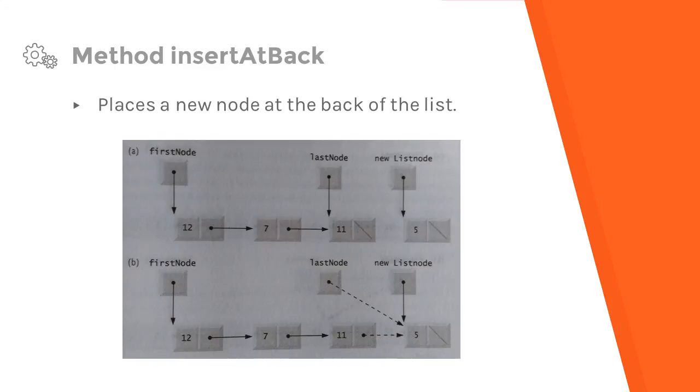Method insert at back places a new node at the back of the list. You can see that the linked list has 11 as the last node and the new node 5 needs to be added at the back. Therefore, the last node 11 needs to point at new node 5 and 5 becomes the bottom node in the list since it does not have a reference link pointing to another element.